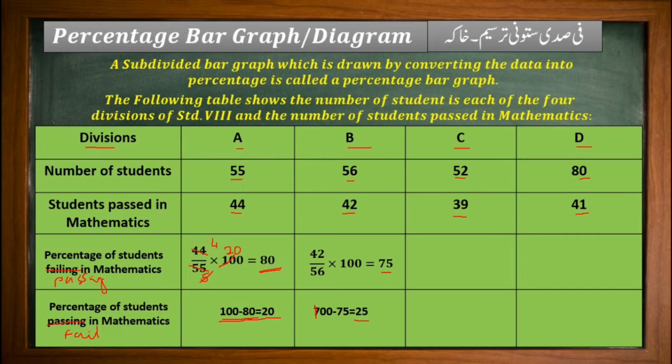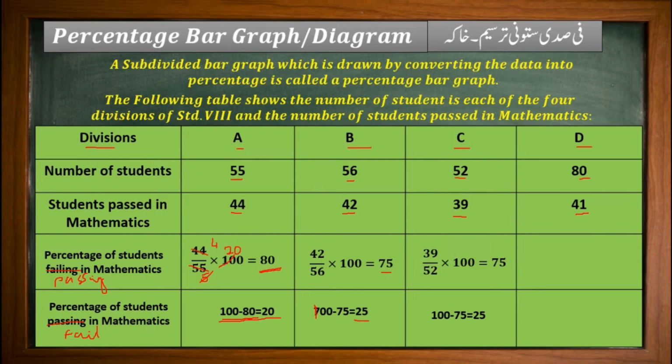Now we will move to the C division, and you see that 52 students are total there. 39 students passed in mathematics. First we have to find the percentage of 39 from 52. So 39 upon 52 into 100, we'll get 75. So 75% students passed here in mathematics, and similarly 100 minus 75 means 25% of students in standard C failed.